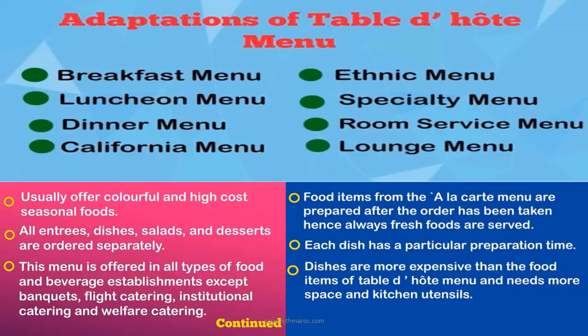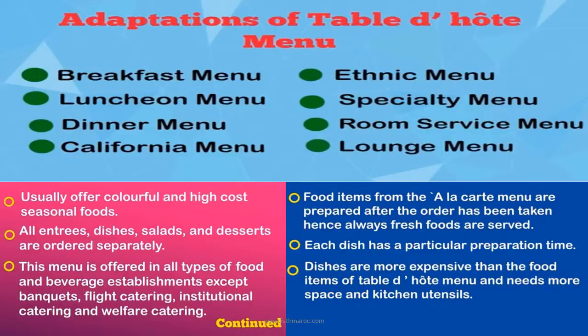What we're going to start with are the adaptations of the a la carte menu. So we have the breakfast menu, luncheon menu, dinner menu, California menu, ethnic menu, specialty menu, room service menu, and finally the lounge menu. A la carte menus usually offer colorful and high-cost seasonal foods. All entrees, dishes, salads, and desserts are ordered separately. This menu is offered in all types of food and beverage establishments except banquets, flight catering, institutional catering, and welfare catering.